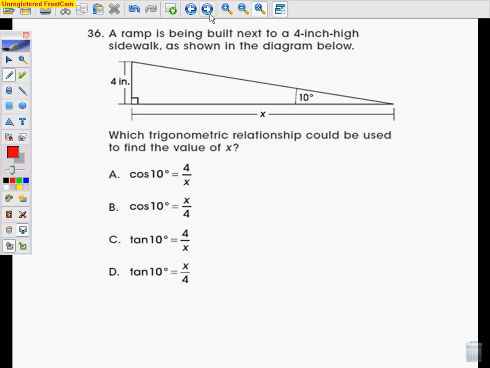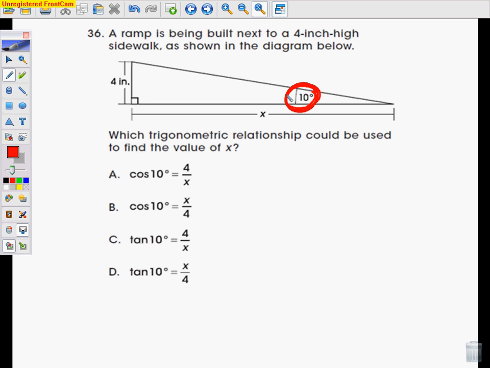Number 36, a ramp is being built next to a 4-inch high sidewalk as shown in the diagram below. Which trigonometric relationship could be used to find the value of x? So let's look at our angle. These are always going to be taken from an angle. And just so that you know also, these are always using right triangles. But anyway, our main angle is 10. We're never going to use the 90 degrees. We're always going to be using the other angle given. So our main angle is 10.